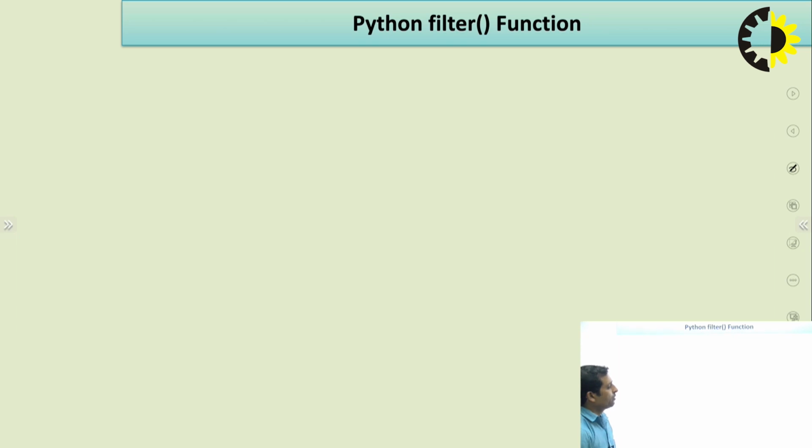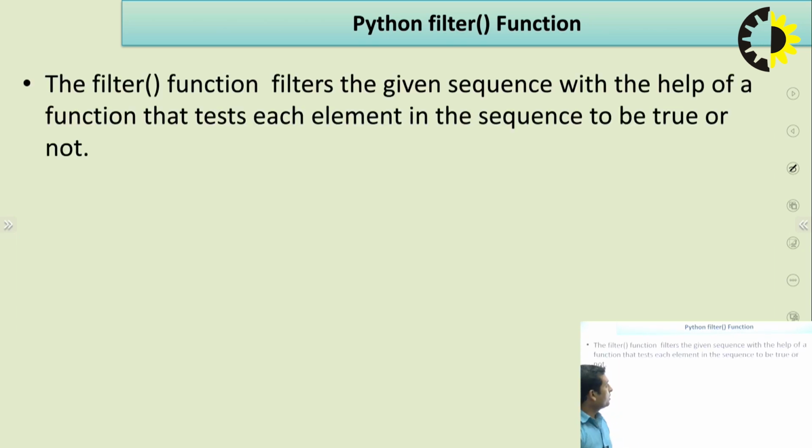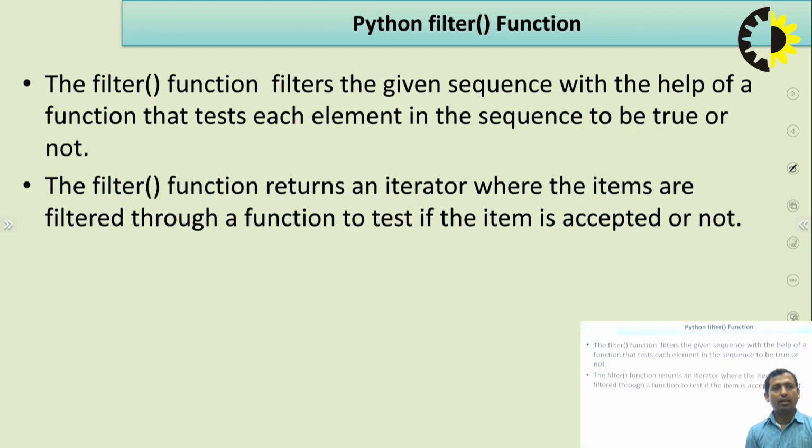So, first the filter function. What does the filter function do? The filter function filters the given sequence with the help of a function that tests each element in the sequence to be true or not true. Means we can filter some data on the basis of some condition. If the condition is met, then the data will pass. If the condition fails, the data will be stopped. The filter function returns an iterator, where the items are filtered through a function test, whether the item is accepted or not.